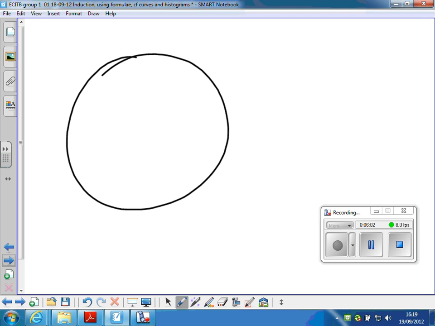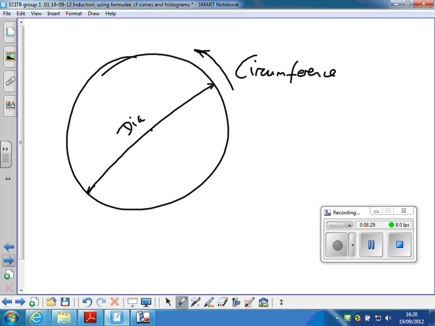Circle. Apparently it's a sign of madness if you can sketch a perfect circle. I'm quite good at sketching perfect circles. Anybody know what the name is for the outside of a circle, all the way around? Circumference. The name for the distance all the way across? Diameter. Distance from the outside to the middle? Radius. That's the radius.